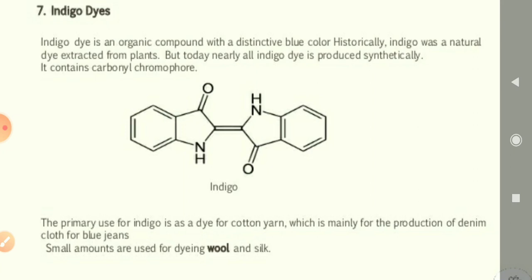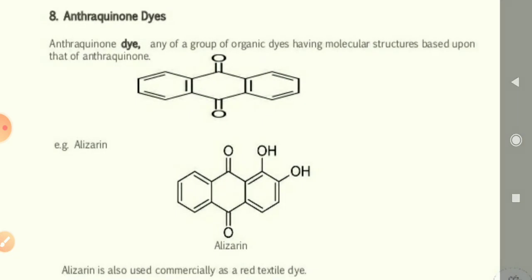The primary use of the indigo is as a dye for cotton, and it is mainly used in the production of denim cloth for blue jeans. A small amount is used for dyeing wool and silk also.